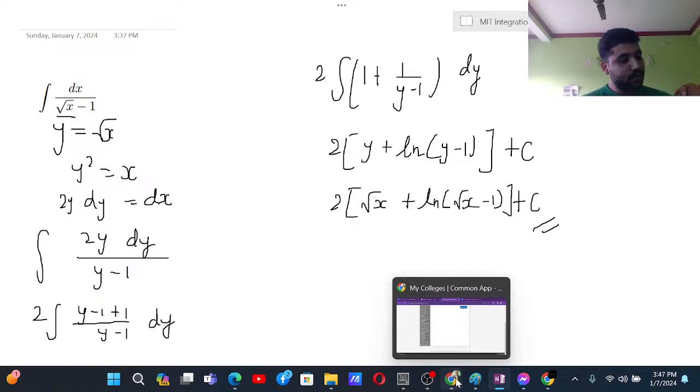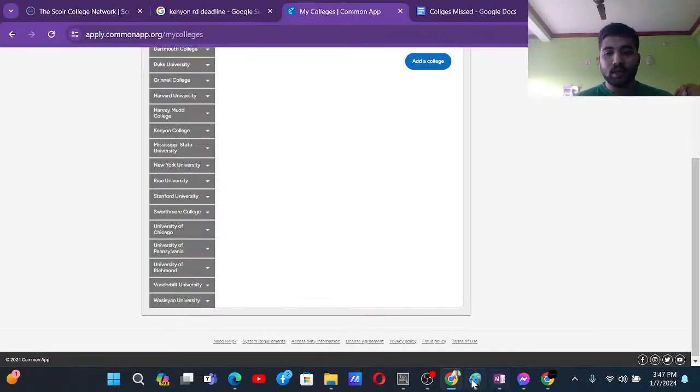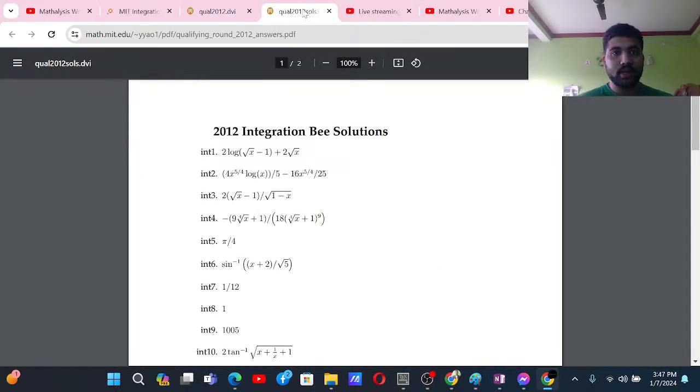And now if you want to check this answer, we can basically just go to the website. 2 times root x plus 2 times ln of root x minus 1 plus c.